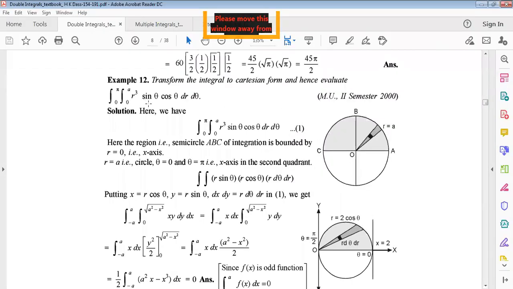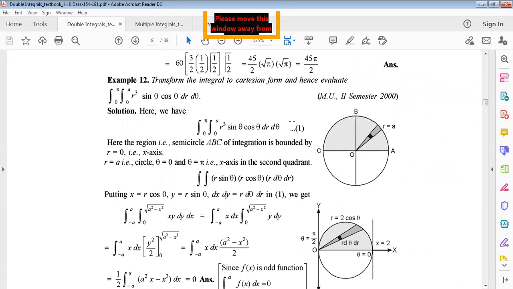Now another example, 12. Transform the integral to Cartesian form and hence evaluate this. First of all, we have to transform it into Cartesian form. The given double integral is 0 to pi, 0 to a. The first is the r limit, and this is the angle limit, theta limit. The integrand is r cubed sin theta cos theta dr d theta.